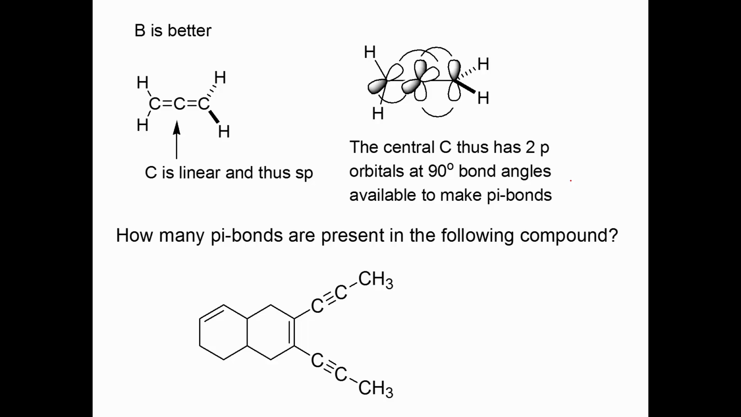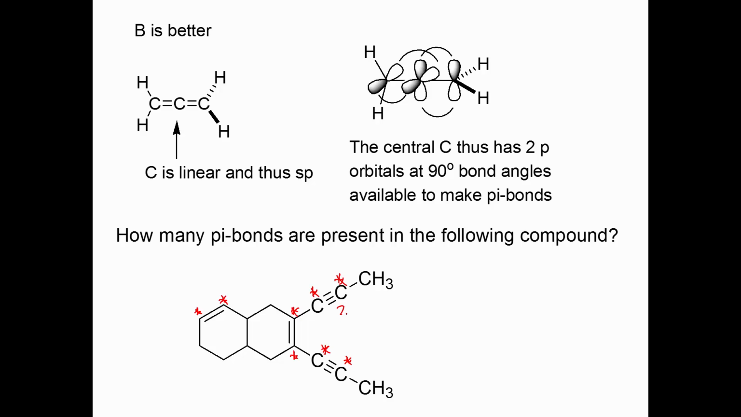Well, we know that we don't really focus on the sp3 carbons. It's only the trigonal and the linear carbons that are going to give us pi bonds, right? So we only need to focus on the multiple bonds, or carbons that are either linear or trigonal planar. Those are the carbons that are going to give us our pi bonds.